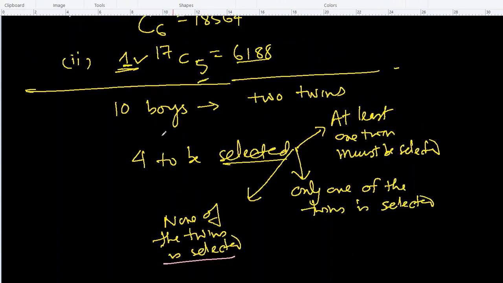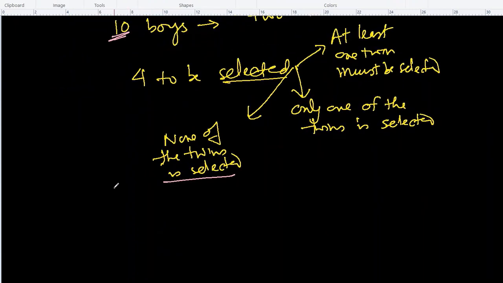That means those 2 are out of contention now. So out of 10 boys, only 8 are left to be selected. From where we have to select how many now? Because 4 are still there. Those twins are not part of it anymore. 8C4 will be the answer of this because twins are not in contention.